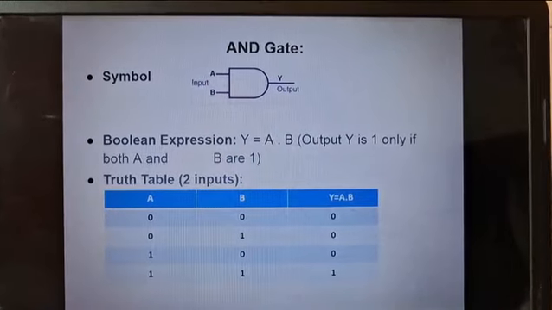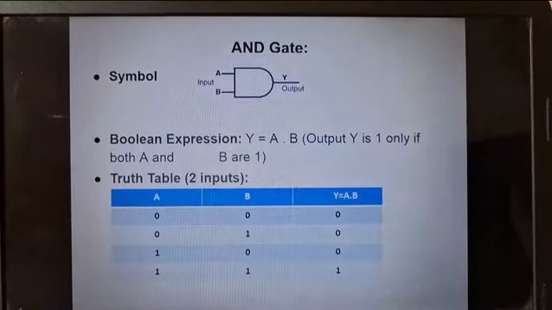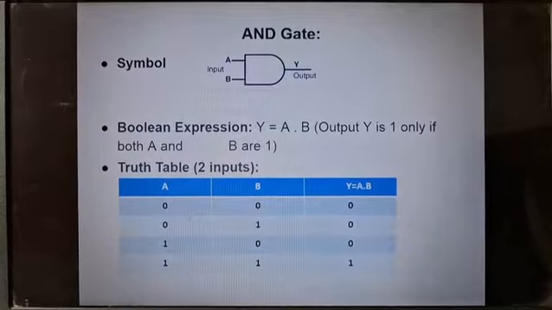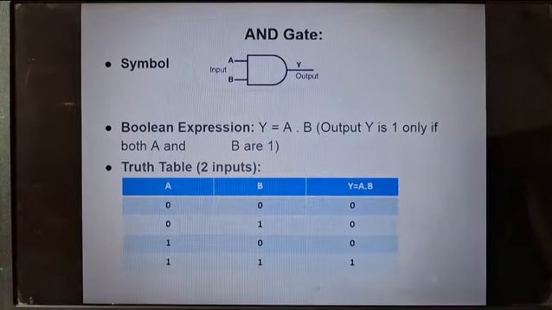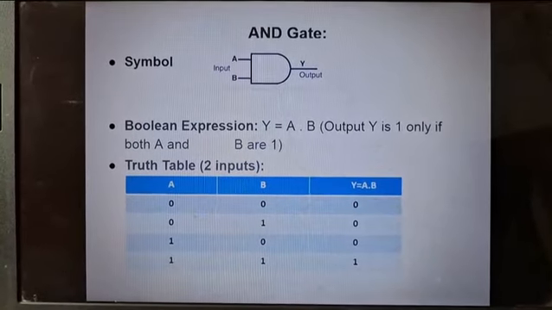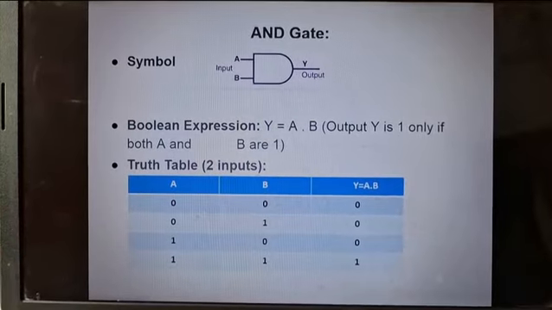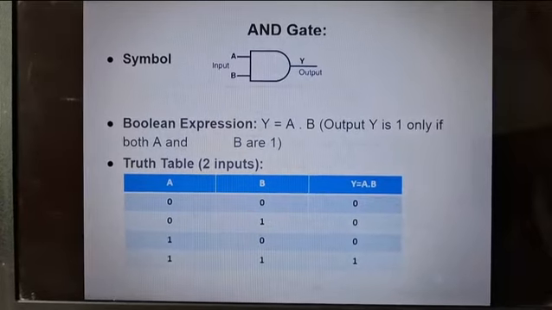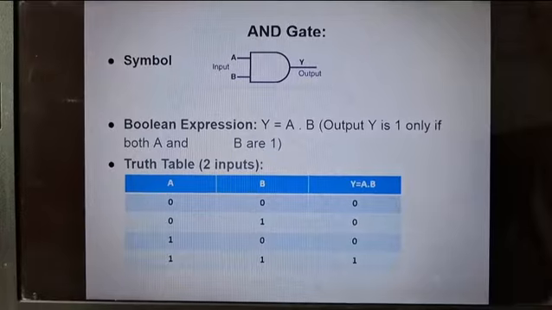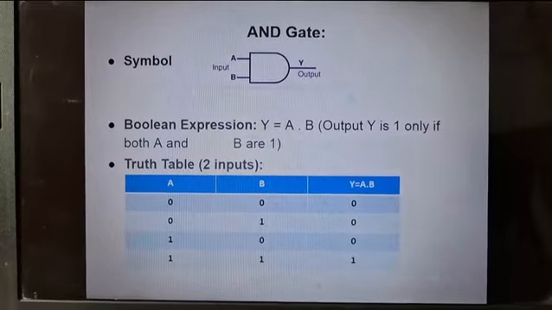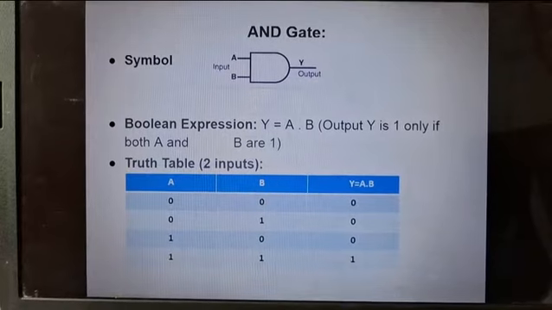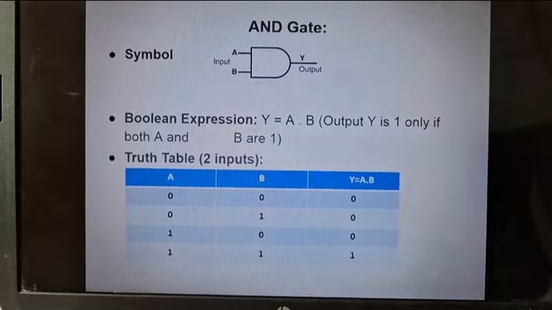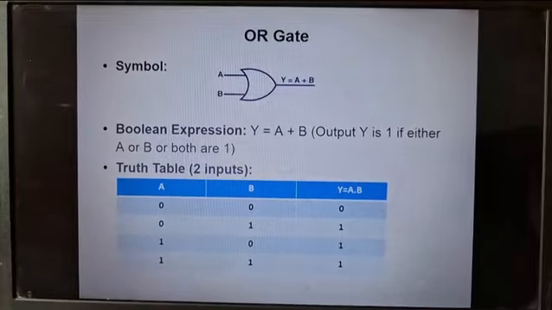The truth table shows the possible outcomes of all the possible combinations of the input data. Here I have used two inputs, so the total possible outcomes are 4, and the AND gate gives output 1 only for this last possibility, that is A is equal to 1 and B is equal to 1. Then and only then the output of the AND gate is 1.